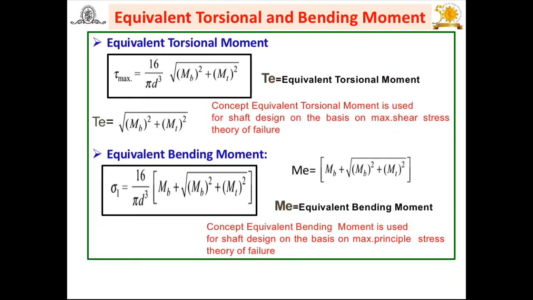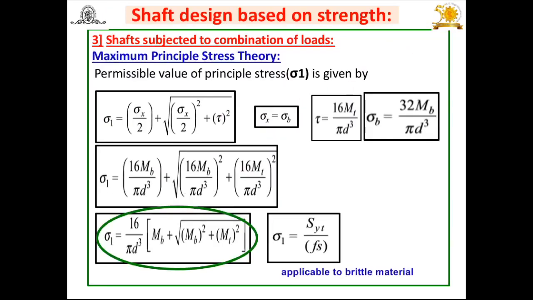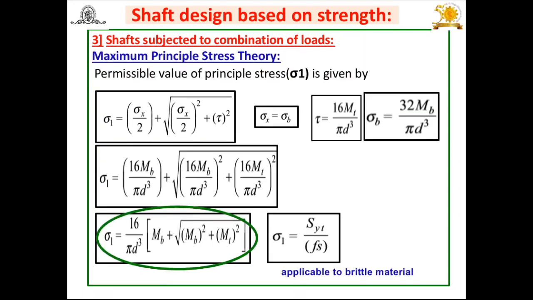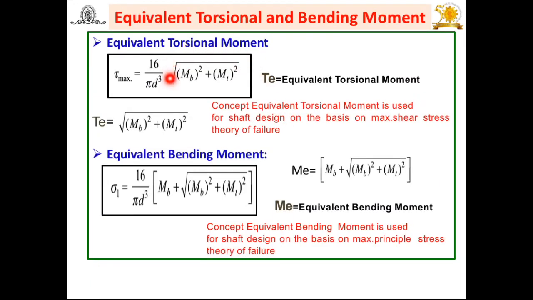Now let us see another important point, that is equivalent torsional and bending moment. In the earlier equation we have derived, according to maximum shear stress theory, tau max is equal to 16 upon pi d cube under root Mb square plus Mt square. This term, under root Mb square plus Mt square, is known as equivalent twisting moment. So the equation becomes tau max is equal to 16 upon pi d cube into Te, where Te is equal to under root Mb square plus Mt square.